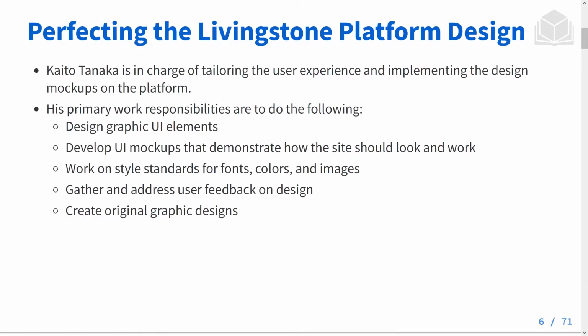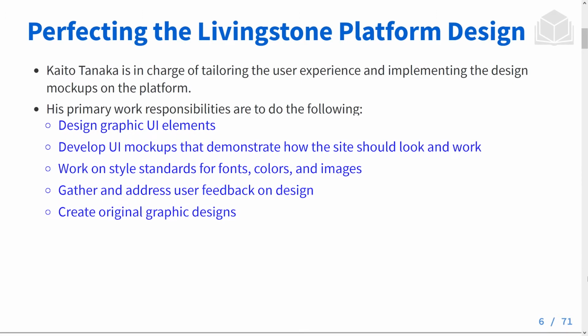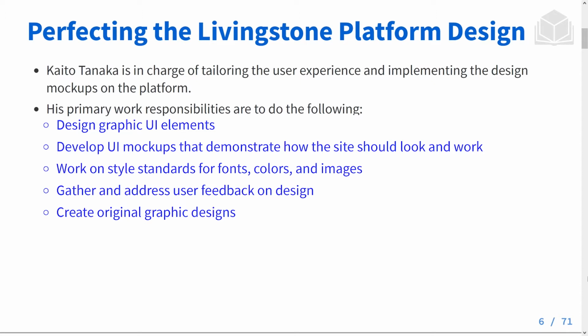Now, if you remember our example of Livingstone Hotel and Resorts, Kaito Tanaka and his web team are responsible for tailoring the user experience and implementing the design mockups on the platform. So his primary work responsibilities are going to be to design graphic UI elements, develop the mockups that demonstrate how the site should look and work, and then work on the style standards for fonts, colors, and images. He'll gather and address user feedback on design, and then create original graphic designs. Developers like Kaito can build custom themes in order to implement that branding across different sites on the platform.